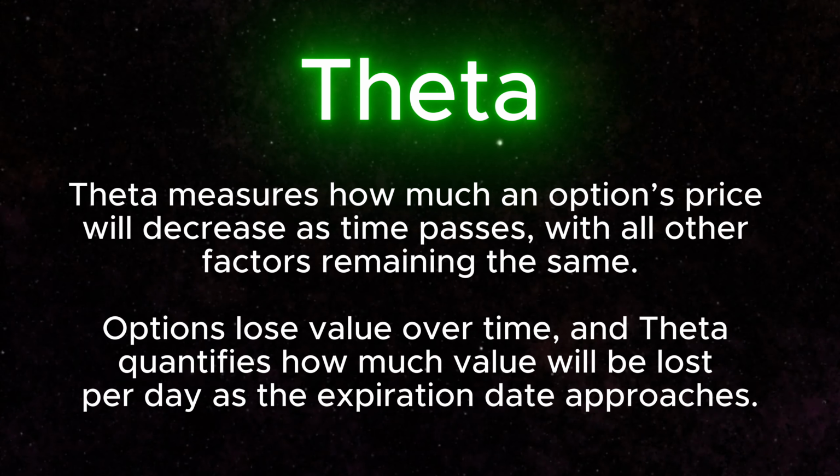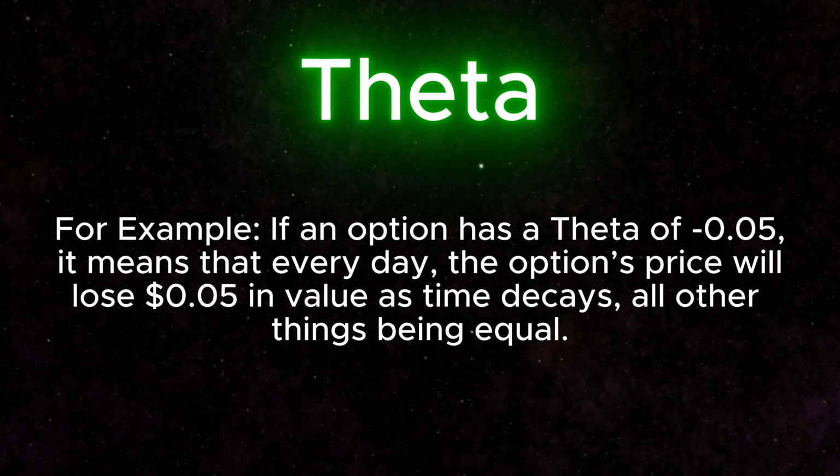Theta, time decay. Theta measures how much an option price will decrease as time passes, with all other factors remaining the same. Options lose value over time, and theta is a measure of how much value will be lost per day as the expiration date approaches. For example, if an option has a theta of 0.05, it means that every day the option price will lose 0.05 in value from time decay, all other things being equal.